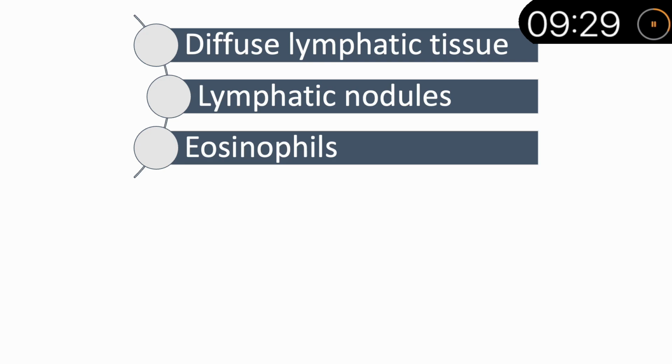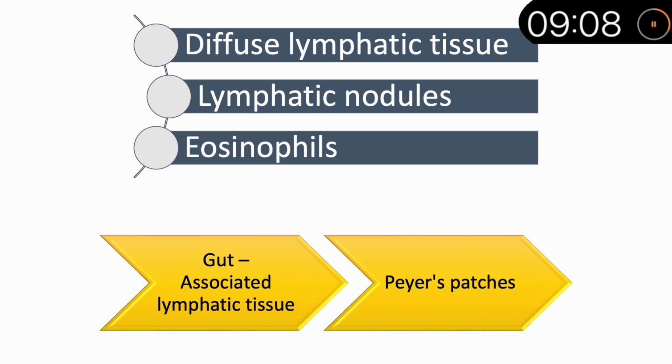The diffuse lymphatic tissue consists of numerous lymphocytes and plasma cells located in the lamina propria and lymphocytes transiently residing in the intercellular spaces of the epithelium. Lymphatic nodules have well-developed germinal centers. The diffuse lymphatic tissue and lymphatic nodules are referred to as gut-associated lymphatic tissue or GALT.